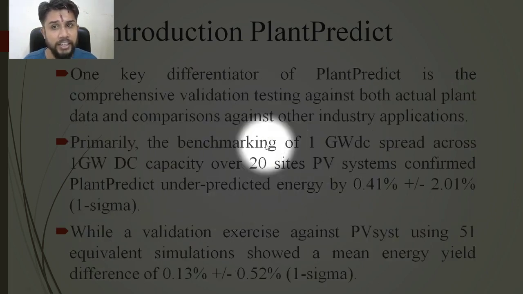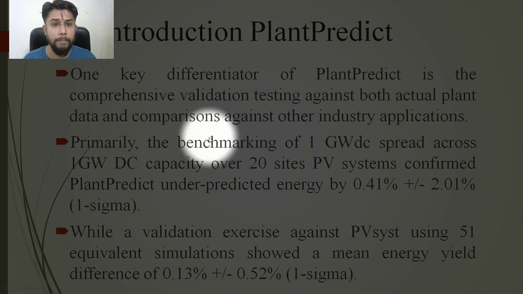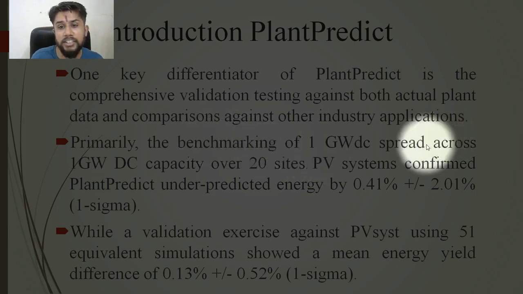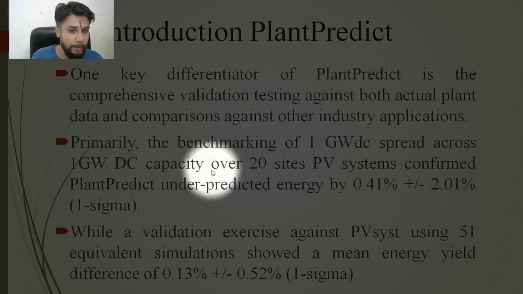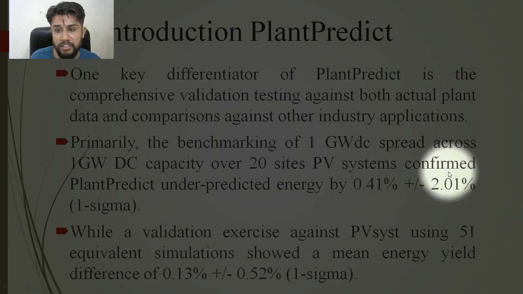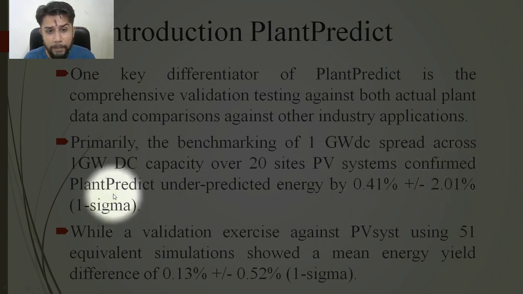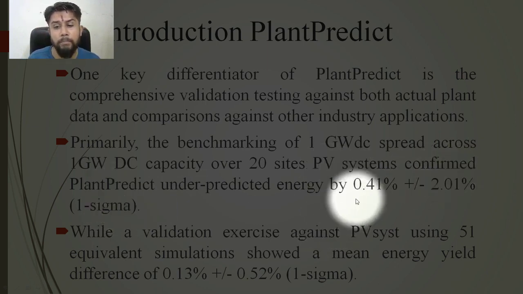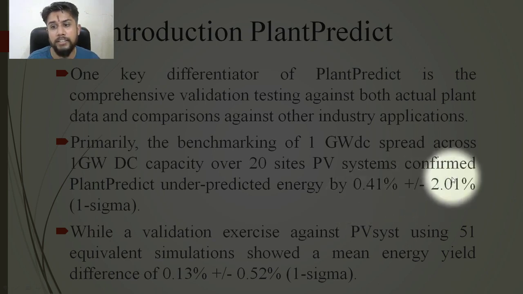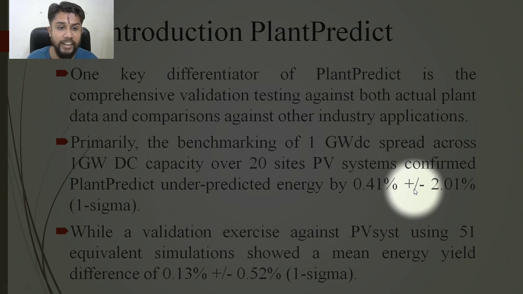One key differentiator of PlantPredict is the comprehensive validation testing against both actual plant data and comparisons against other industry applications. Primarily, the benchmarking of 1 gigawatt DC capacity spread over 20 PV system sites confirmed the PlantPredict under-predicted energy by 0.41% plus or minus 2.01%. That is the highest amount of accuracy that you are getting.